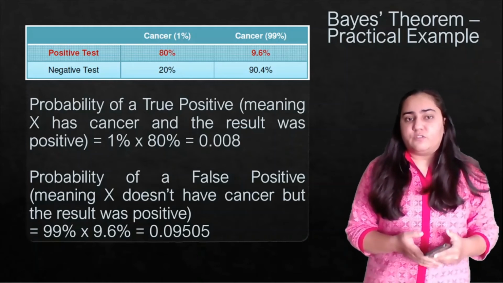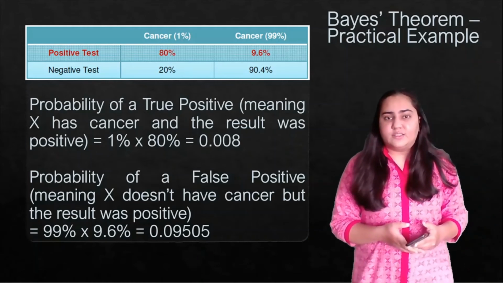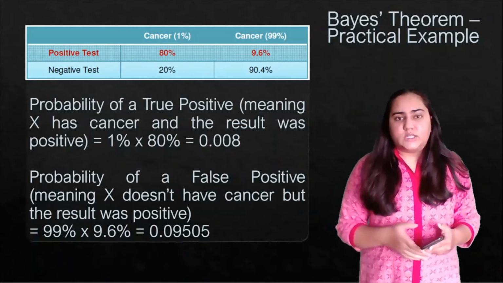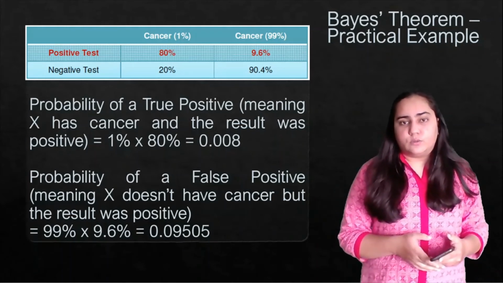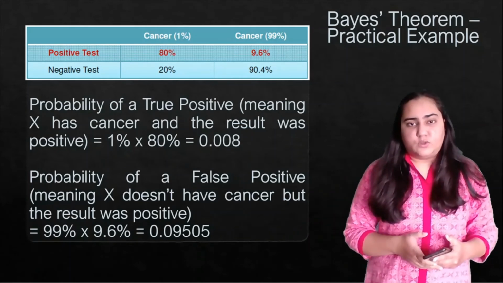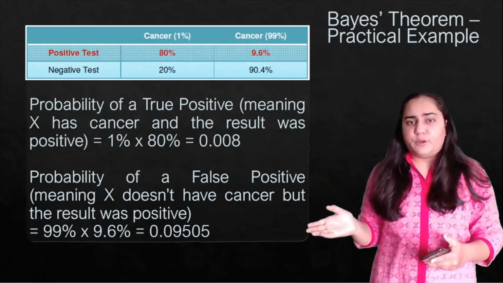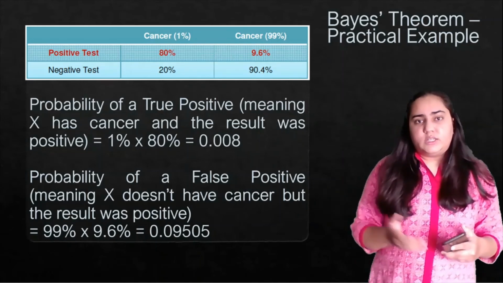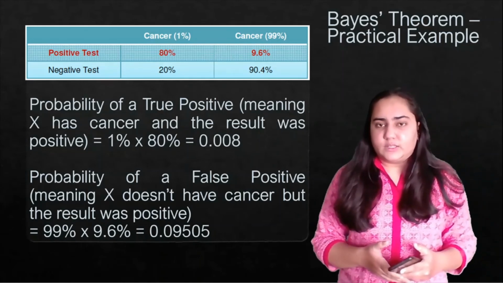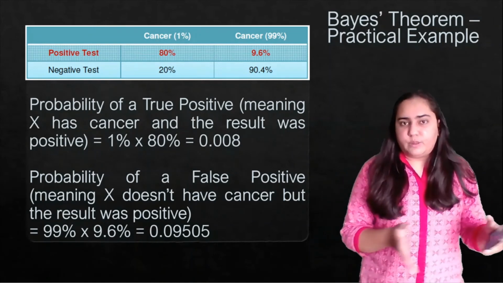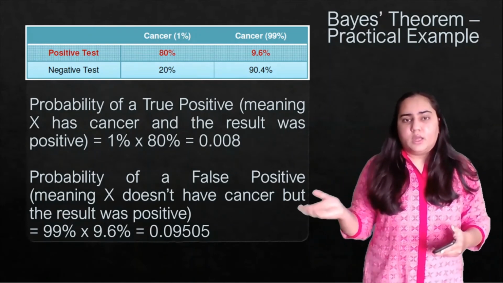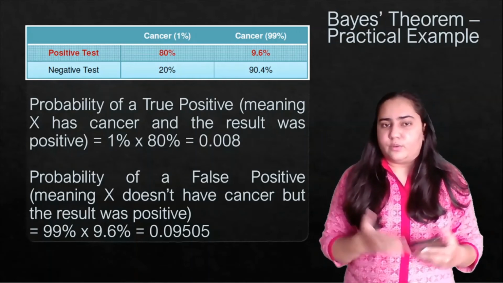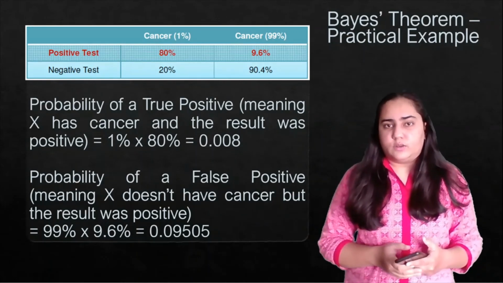And the probability of a false positive, meaning X doesn't have cancer, but the result was positive, is 99% into 9.6%, which is 0.09505. 99% because that's the number of people who do not have cancer, and 9.6% is the false positive probability. So this is the result of that.